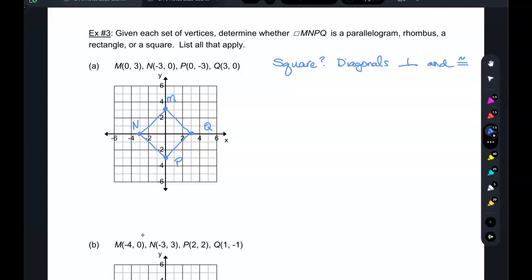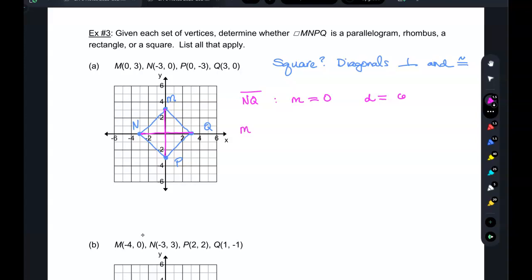So I purposely gave you some nice, easy points to consider. Let's look at NQ. What is the slope of NQ? What happens when it's just a horizontal line? The slope is 0. And what's the distance of NQ? We can just count it: 1, 2, 3, 4, 5, 6. So the length of NQ is 6.